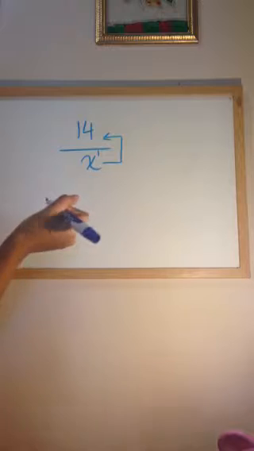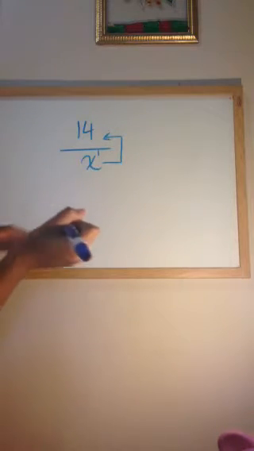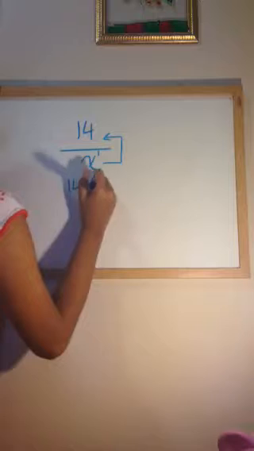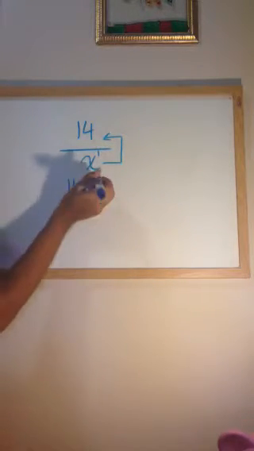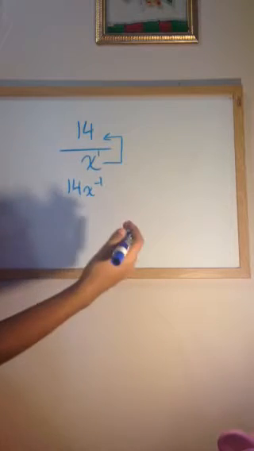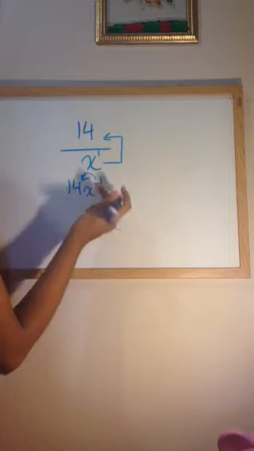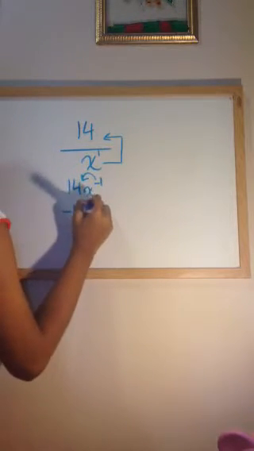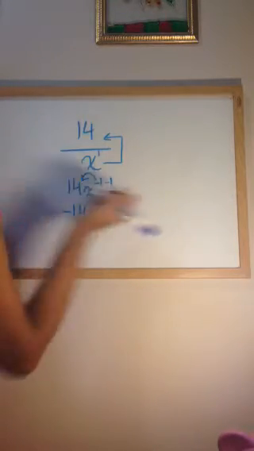So the one thing about bringing something from the denominator to the numerator, if it's an exponent, the exponent becomes negative. So it becomes 14x to the negative first. And then you do the same thing as you do with the normal derivatives. You multiply negative 1 times 14, which becomes negative 14, and you subtract 1. So it becomes x to the negative second.